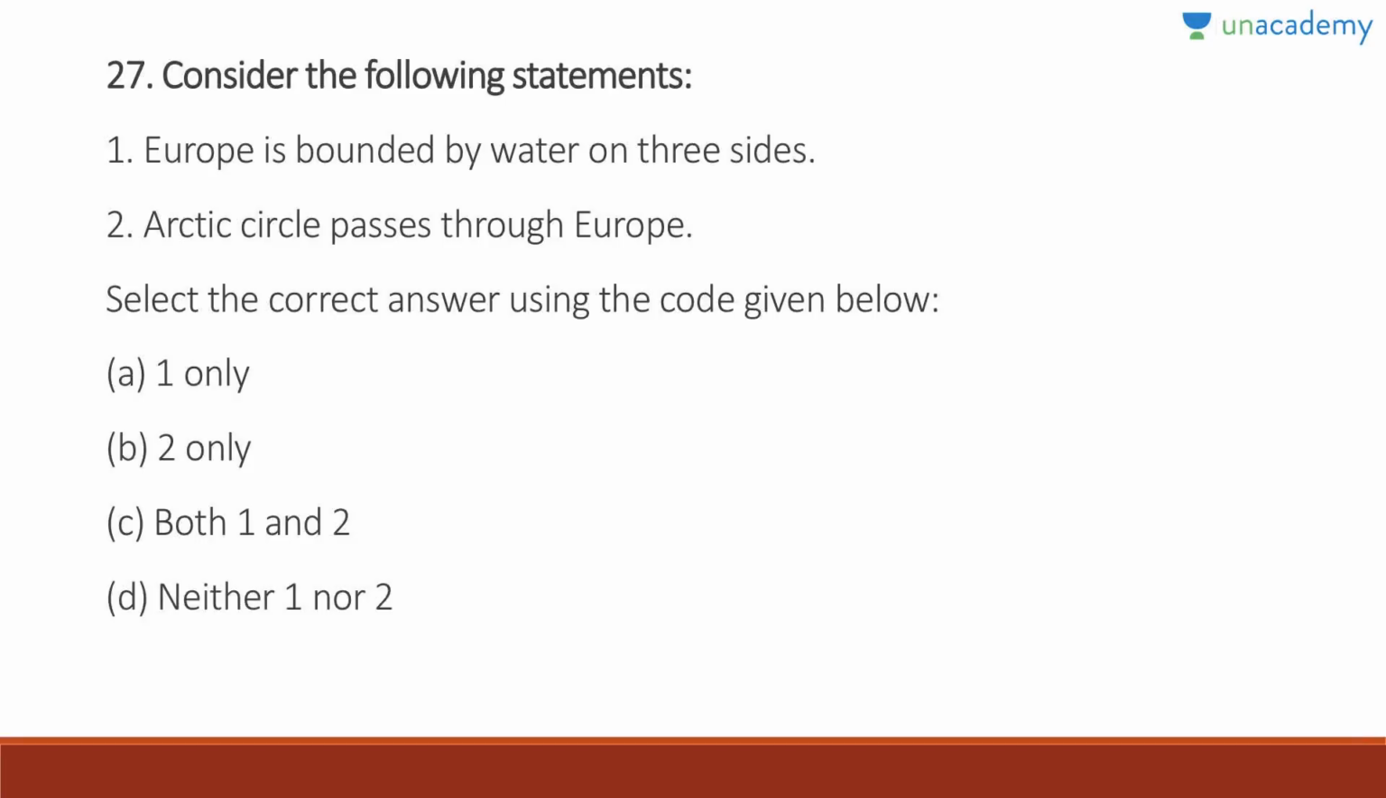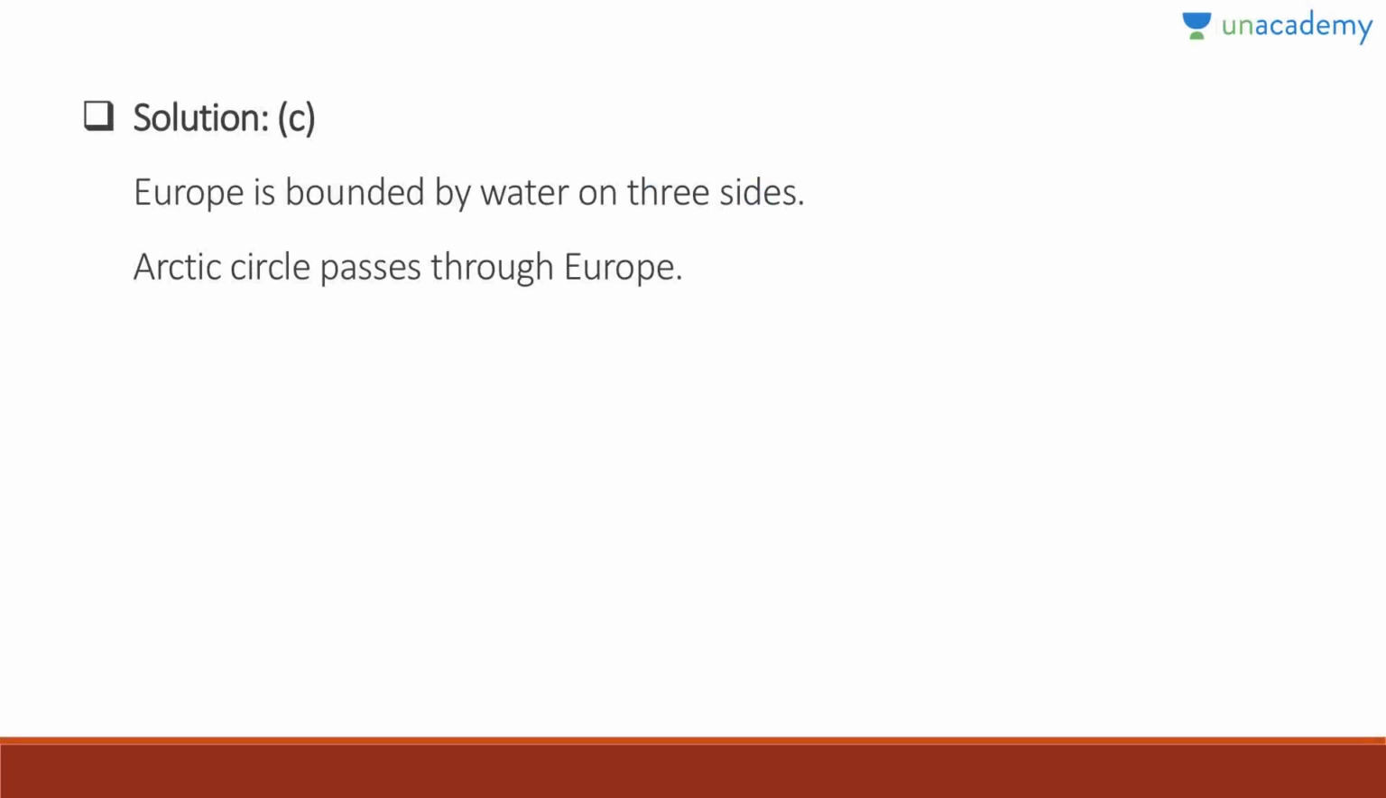Question number 27. Consider the following statements. Europe is bounded by water on 3 sides. So yes, this is absolutely correct. Arctic Circle passes through Europe. So this is also correct. So answer here is C. So both 1 and 2 are correct. Europe is bounded by water on 3 sides, and Arctic Circle does pass through Europe.